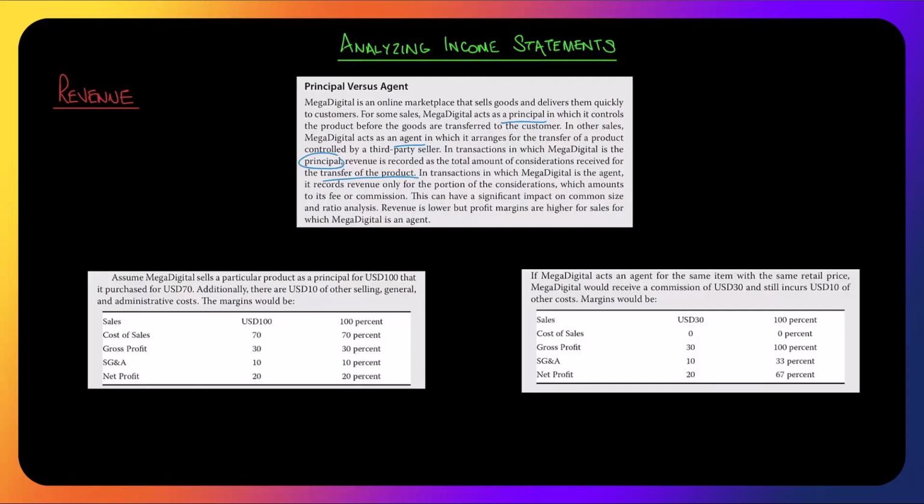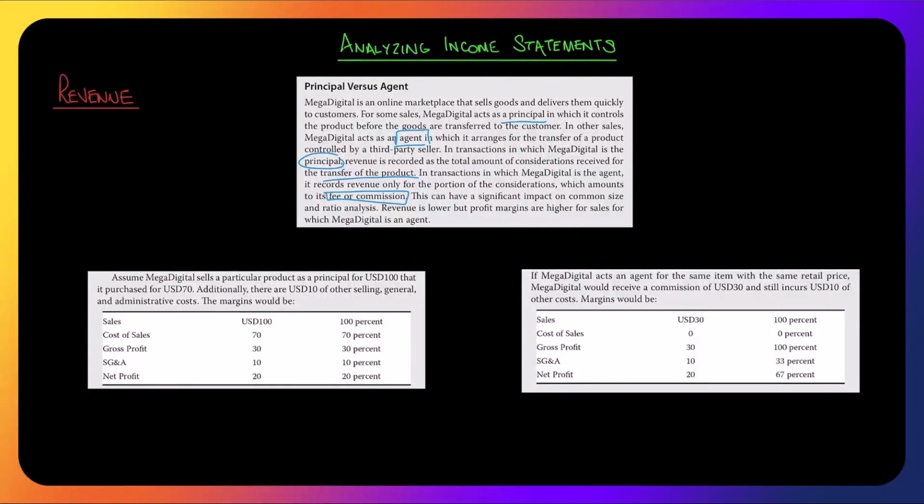In transactions in which Mega Digital is the agent, sits between these two parties. It records revenue only for the proportion, or rather for the portion of the considerations which amounts to its fee or commission. So if we're just an agent, all we're taking out as Mega Digital is a commission.